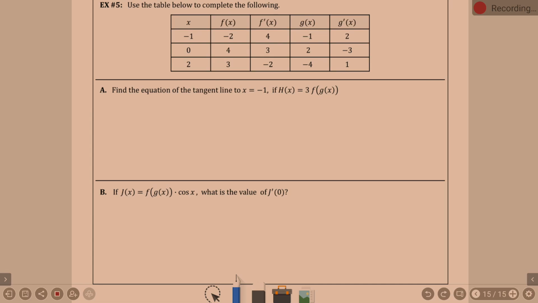It's also Friday. Okay. H of x, let me write it out, is the given rule of 3 times f of g of x. Well, hello, we're doing derivatives, but equation of the tangent line means we need to know the derivative to find the slope of the tangent line, right? So, with that in mind, before you put the -1 in, find the rule for h prime of x.